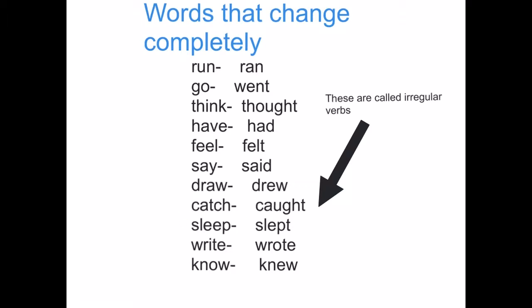Catch is an interesting one because a lot of people want to say the word I catched it, but the past tense word is caught. We have sleep turns into slept. Write isn't righted, it becomes wrote. And know, saying I knowed the answer doesn't make sense. It's I knew the answer. So any word that changes completely, we call these irregular verbs. Okay? These are tricky ones that we just have to find out as we go along. Sometimes you can't really remember these unless you've actually learned them before. But when you do learn them, you've got to make sure you try to remember them for next time.